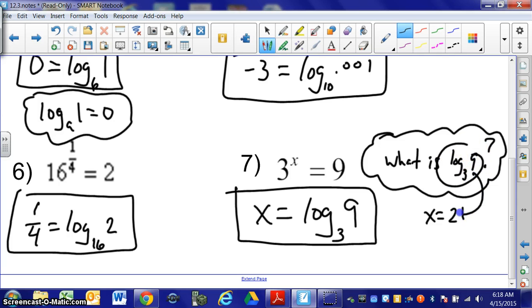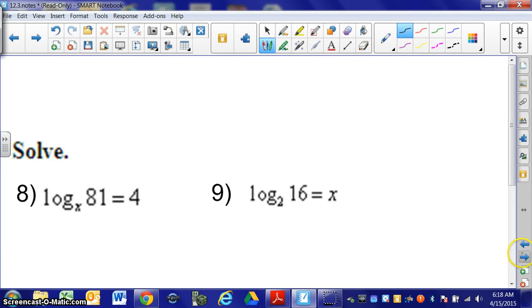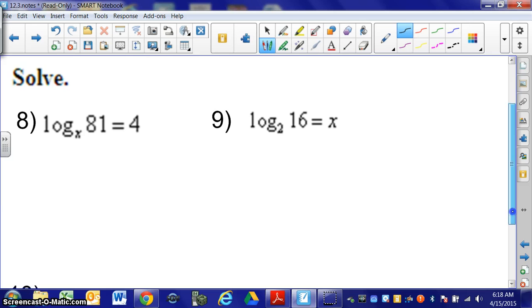This is 2. And so one way you're going to start to read logarithms is this: to what power equals that. 3 to what power equals 9, and that's what the log is equal to. Alright, hope you're enjoying these conversions. Let's move on a little bit. Let's do a little solving.